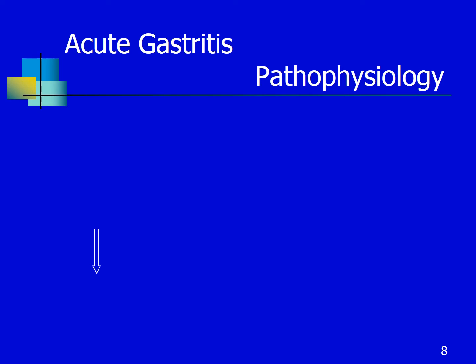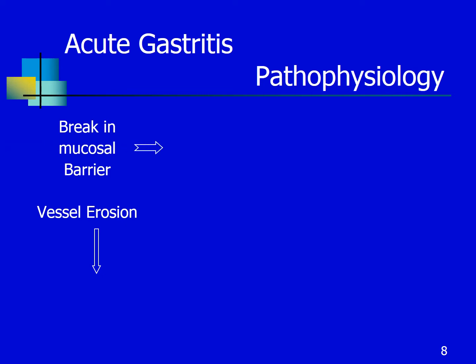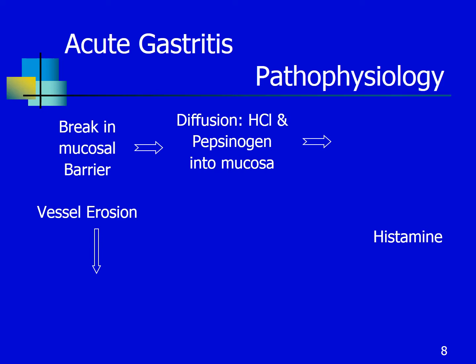So what happens with acute gastritis? Well, we know there's a break in the mucosa, right? A break in the mucosal barrier. And when that happens, there's going to be diffusion that takes place, where hydrochloric acid and pepsin all go into the mucosa, leading to a disruption of it, right?